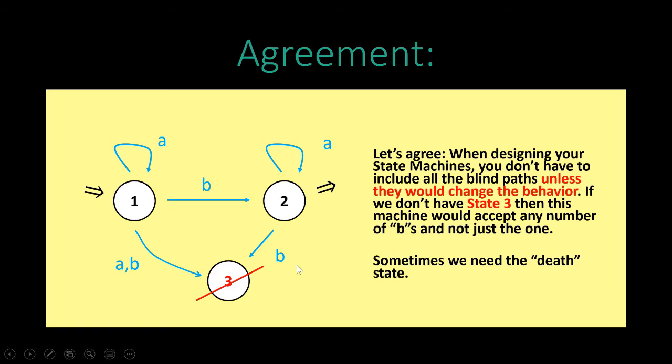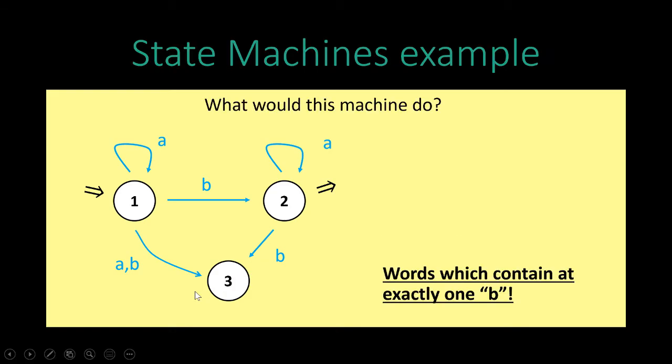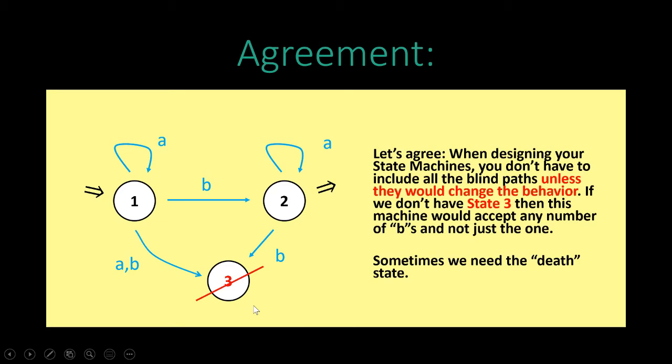We will now be drawing these ourselves as well. Let's make an agreement that when designing the state machines, you don't have to include all the blind paths. For example, I was not even writing what happens if I'm reading A or B here. It would be staying inside state 3. So we can ignore the blind paths.